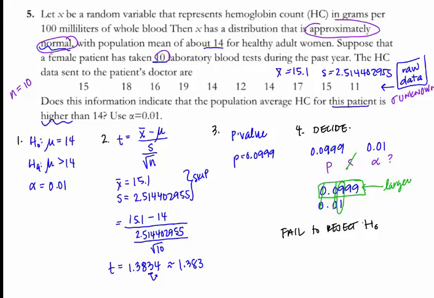So although this patient had an average hemoglobin count of 15.1, that was higher than 14, what we assume to be normal, it's not high enough for us to claim that the average hemoglobin count for this patient is more than 14. You can see that she had some times that they were less than 14, sometimes that they were exactly the typical average, and then there were some other times where it was higher. So based on this test at a level of significance of 0.01, there's insufficient evidence to conclude that the hemoglobin count for this patient is more than 14.